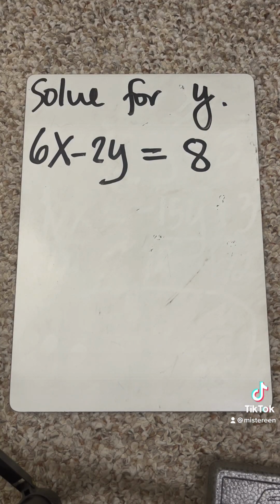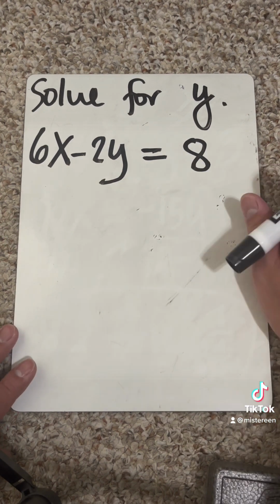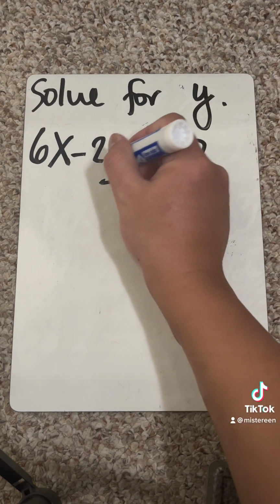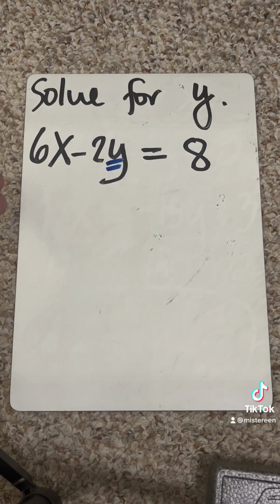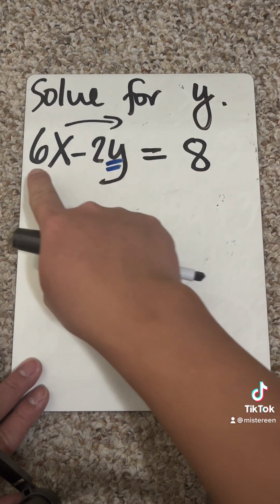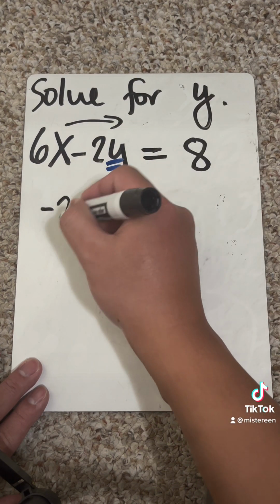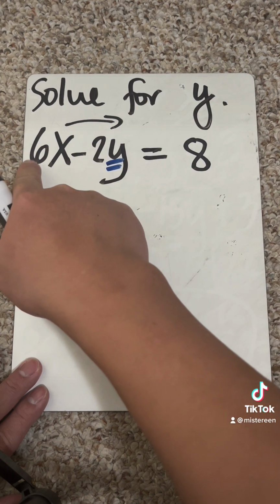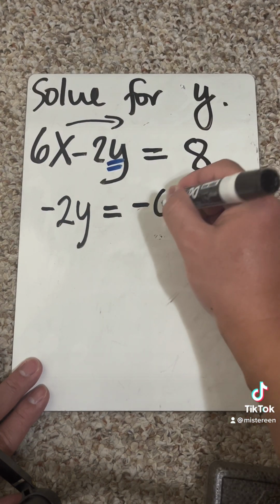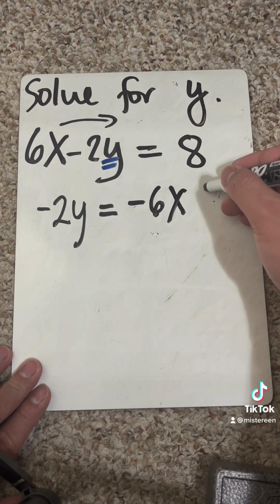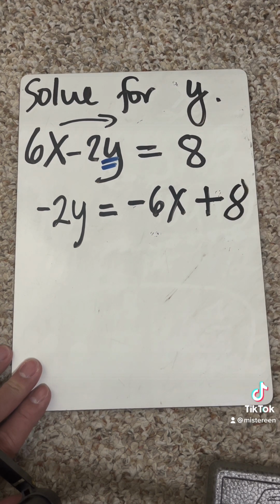All right, let's do this last problem. In this equation, we're going to solve for y. I only want my y on this side. So I don't want my x here because I want to move this 6x to the other side. So if I do that, my negative 2y will be left here, equal to that 6x. If you move it to the other side, that becomes a negative 6x, right? And then my positive 8 will remain here. So same sign, plus 8.